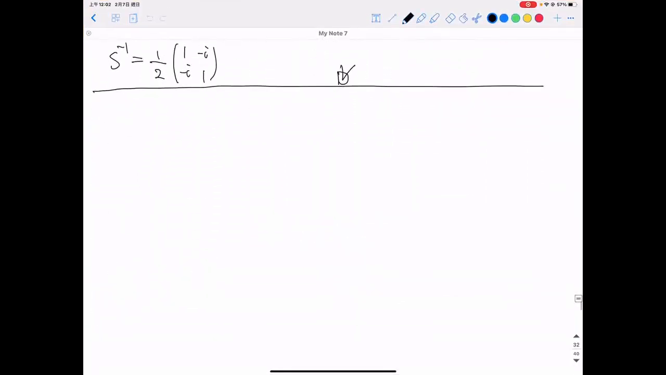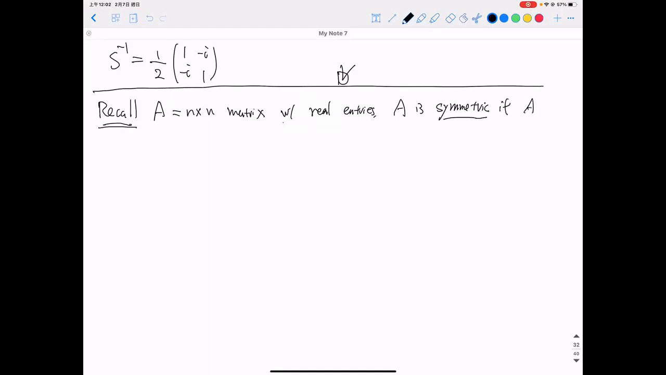All right, so now we're going to talk about a special class of matrices, and we think about diagonalizing them. So recall that an n by n matrix A, let's assume that the entries are real, is symmetric if A transpose is equal to A, right? That's the definition.